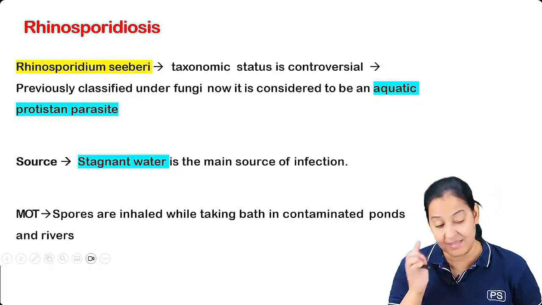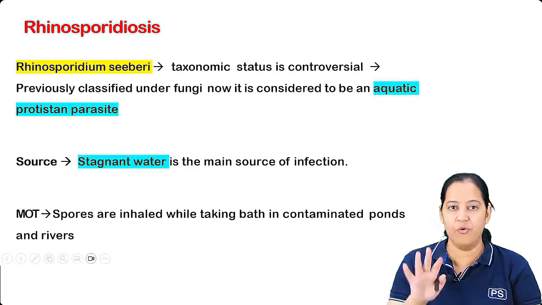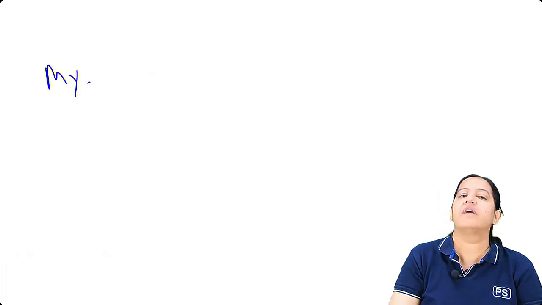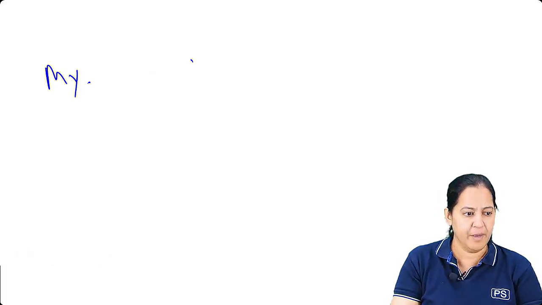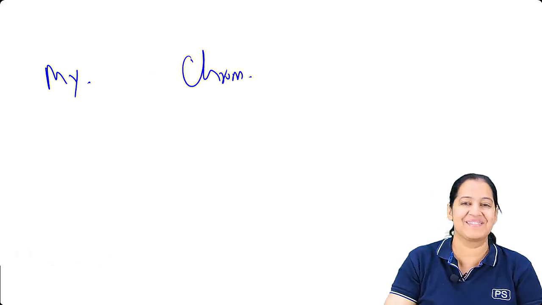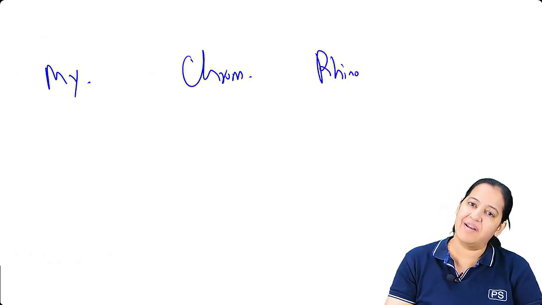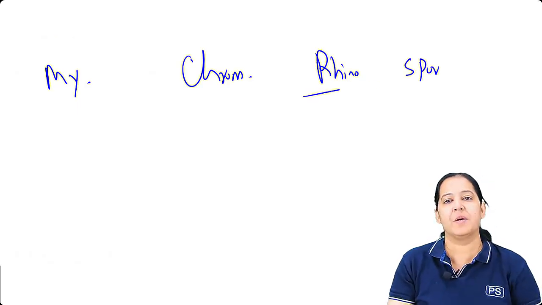Coming to the next fungus, the third one. I have to teach you 4. We are done with mycetoma. What have we just studied? Chromoblastomycosis. And I am teaching you rhino now. After that we will go to sporothrix. So coming to the third one, rhino.